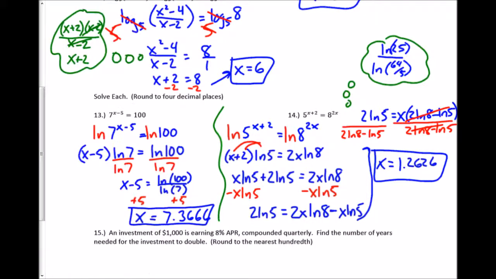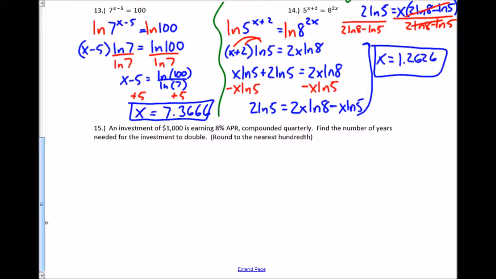If I take a look at the next one, it says an investment of $1,000 is earning 8% APR compounded quarterly, and we want to find the number of years needed for the investment to double. All right? So this is my standard model for growth, which is y equals a times 1 plus r raised to the t. Remember, the key here is to make sure all of our units match. So right now, I know the initial amount is 1,000.